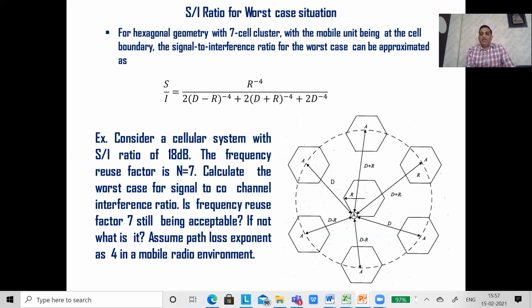If you are considering a cell with co-channel cells, then two co-channel cells are located at a distance of capital D, while two co-channel cells are located at a distance of D minus R, and two co-channel cells are located at a distance of D plus R. This is the standard consideration. So we have to keep this consideration in mind for calculations of the S by I ratio value.